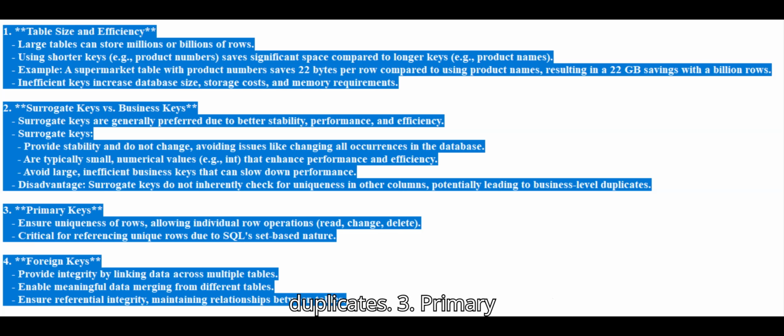3. Primary keys ensure uniqueness of rows, allowing individual row operations: read, change, delete. This is critical for referencing unique rows due to SQL's set-based nature. 4. Foreign keys provide integrity by linking data across multiple tables. They enable meaningful data merging from different tables and ensure referential integrity, maintaining relationships between tables.